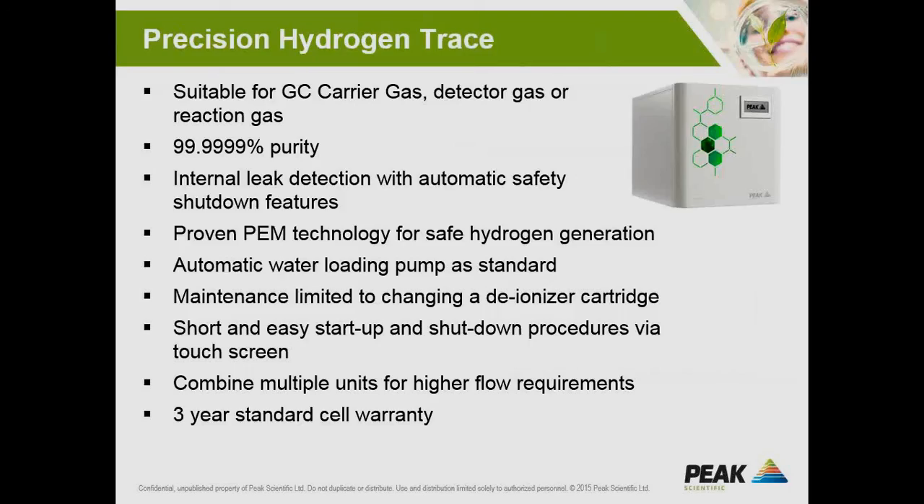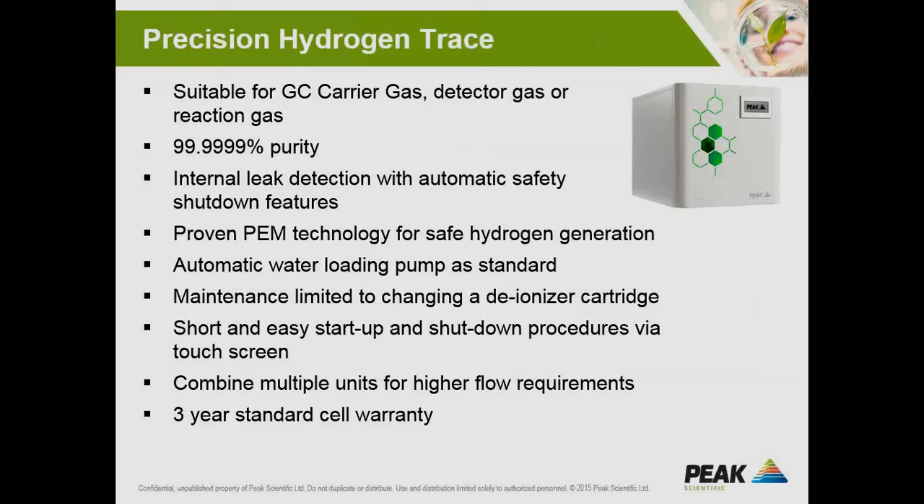Now, we generate the hydrogen using a proton exchange membrane, or PEM cell, and what we do is we take in deionized water from an external water bottle, which is pumped into the cell, and by applying electric current to this, we separate the water to its constituent hydrogen and oxygen. And then we take the hydrogen and further purify this using a dryer called a PSA, or pressure swing adsorption dryer.